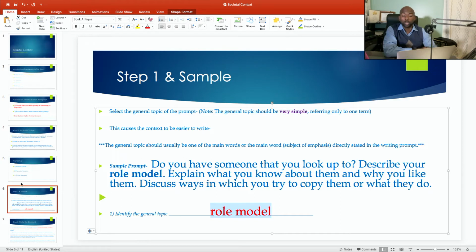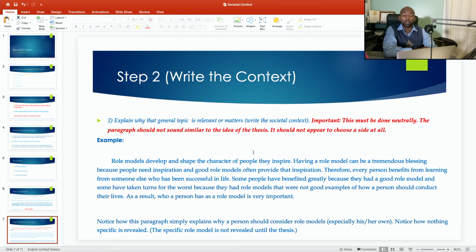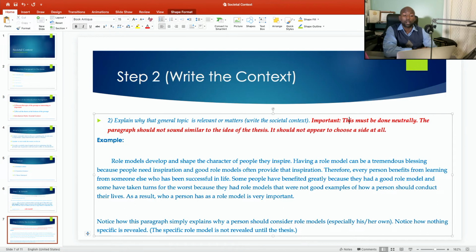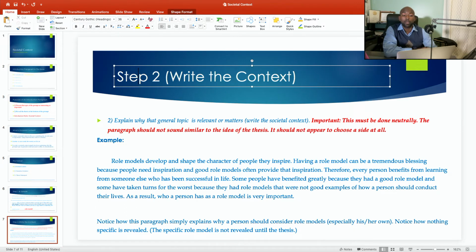So what we're going to do is write a context for role models. What does context mean again? It's an explanation of why it's relevant. So why are role models relevant? That's what the context is going to do. So when we write context, that's step 2.